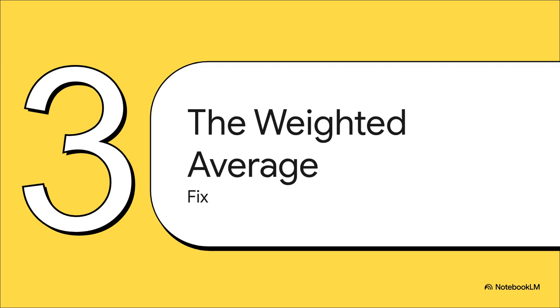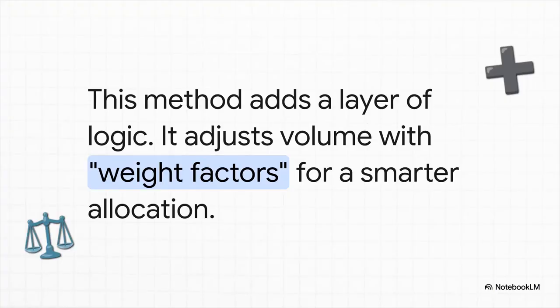So if the simple way is broken, how do we fix it? How do we make our cost allocation smarter and more in touch with reality? Well, let's level up and check out the weighted average method. This is where we stop just counting gallons and start thinking like a strategist. Instead of treating every gallon of product as equal, we introduce something called weight factors. Think of them as multipliers that account for other stuff, like how complex a product is or how difficult it is to make. It adds a crucial layer of judgment.